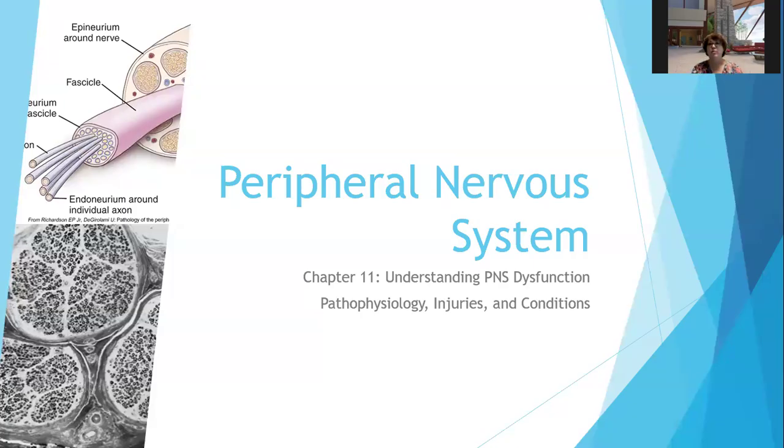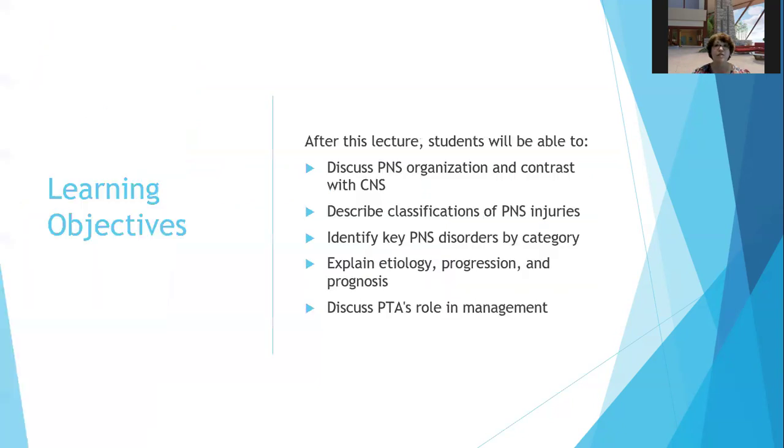So, last chapter for this summer, and the peripheral nervous system is naturally a little bit simpler than the central nervous system, as are injuries and conditions of the peripheral nervous system. However, we do see them a lot. This is our brief introduction, and then we'll talk more about that in future classes. So we're going to talk a little bit about the peripheral nervous system organization in contrast with the central nervous system.